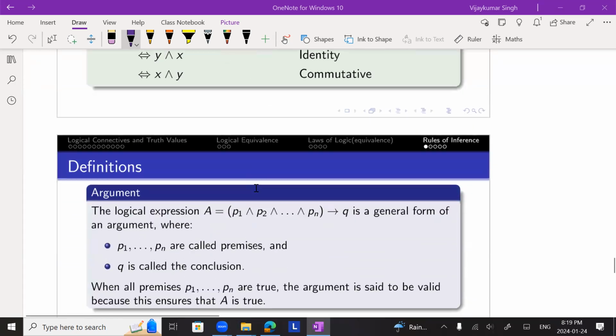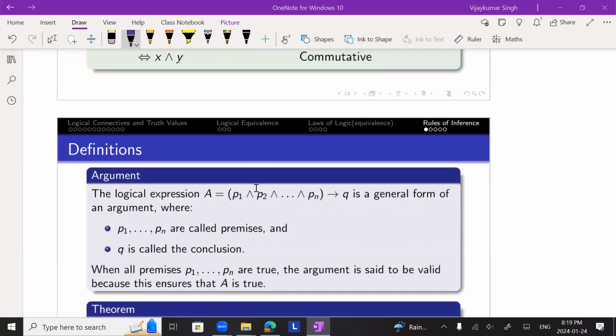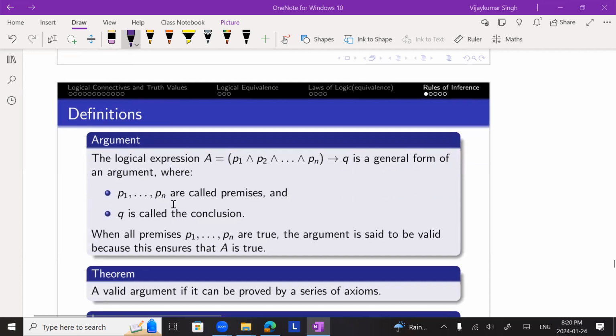All right, next thing I want to talk about is rules of inference. So what is the rule of inference? What is the idea behind it? In a logical argument, an expression of the form P1 and P2 and P3 and P4 and P5 and Pn implies Q is the general form of an argument. So you'll have a bunch of P1, P2, P3, Pn implying Q; this is called an argument, where P1, P2, P3, Pn are called premises, and Q is called the conclusion.